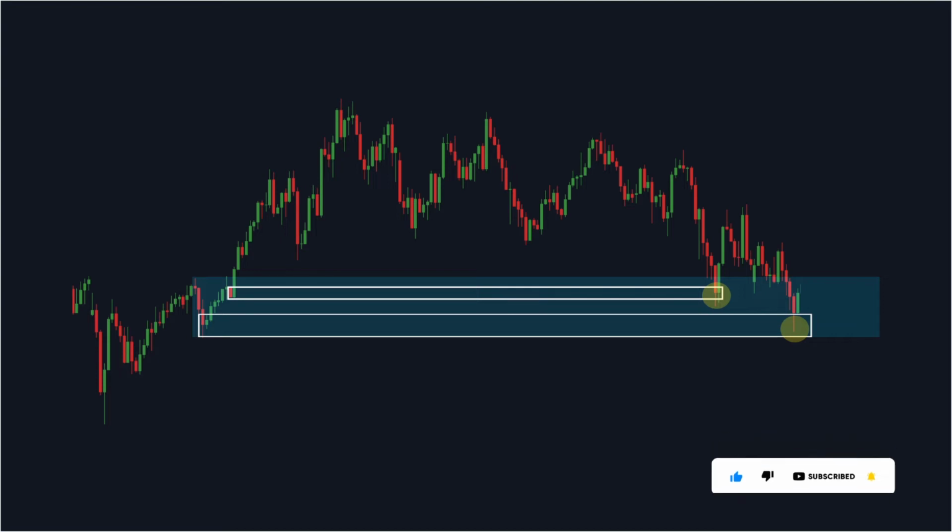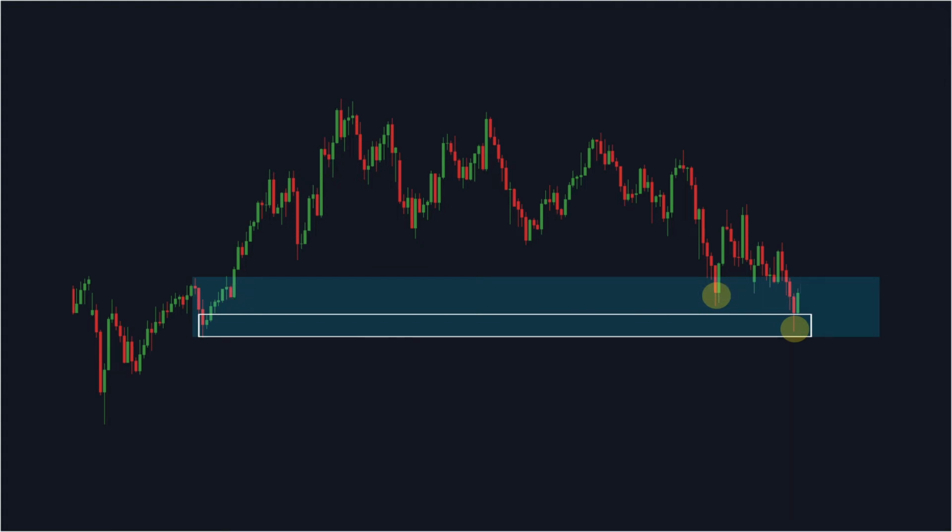Once we have tapped in and mitigated at least 50% of the 4-hour order block, I would then drop down to the 1-hour and see what we're doing there. Now, as we've had full body candle closures below it, once we have candle closures below this order block, I would class this as no longer valid or mitigated. What we'd be looking for is a break of market structure to the upside.